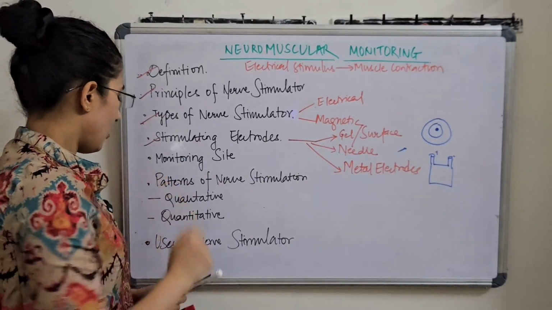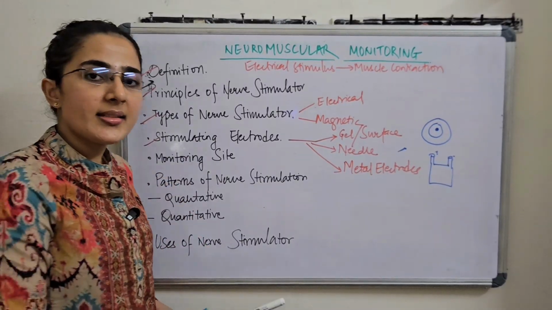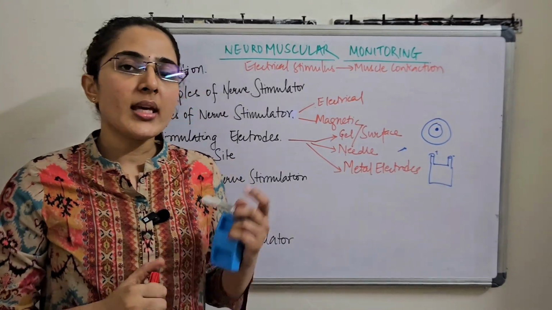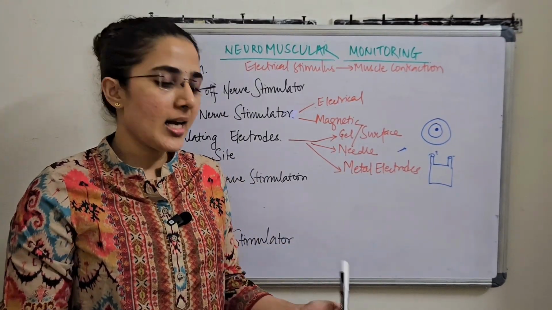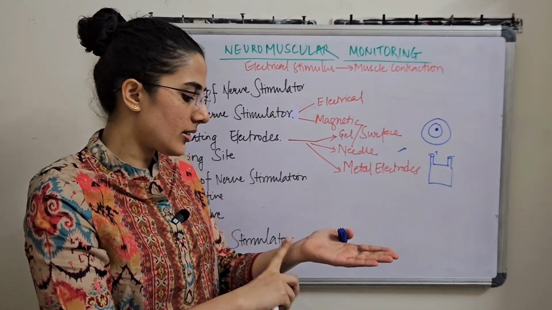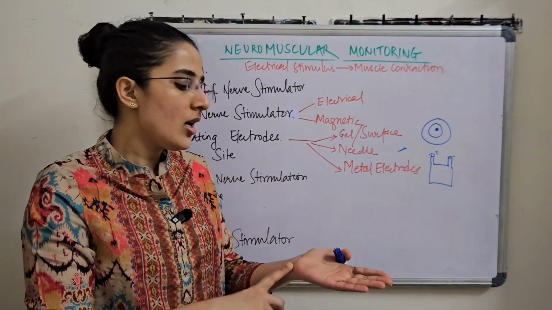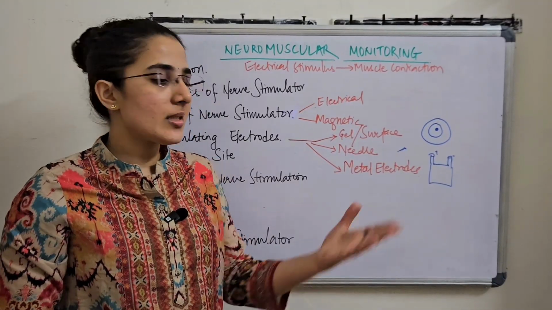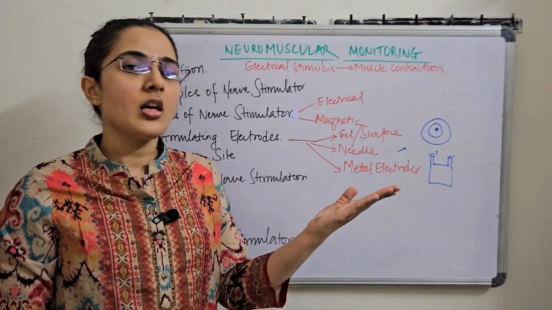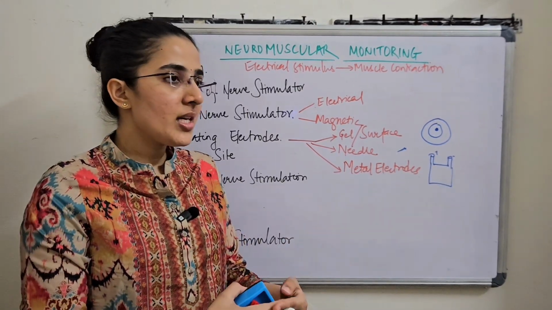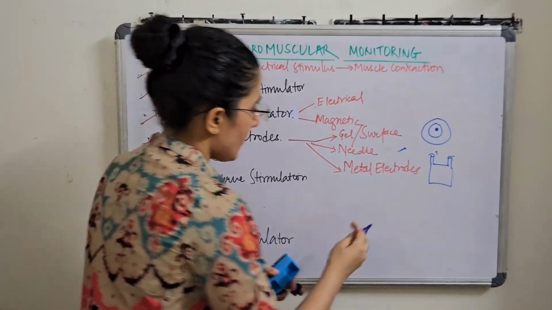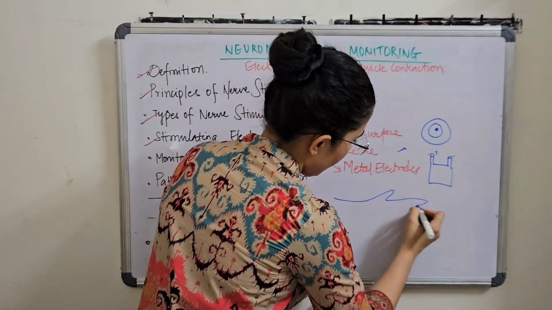Next we come to the various monitoring sites for neuromuscular monitoring. On the volar aspect of the hand, we place the surface electrodes over the ulnar nerve, and the response is seen in the muscle which responds to this, the adductor pollicis. If this is the hand, right?